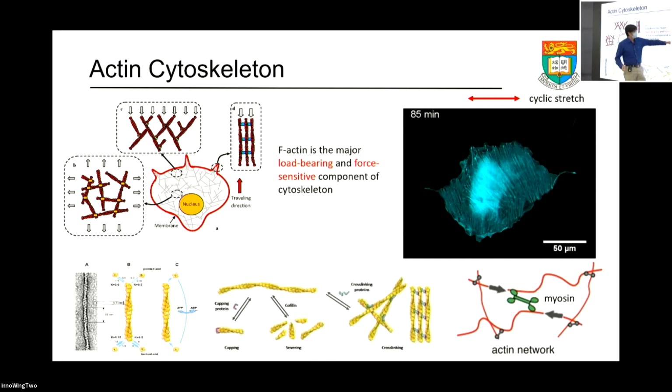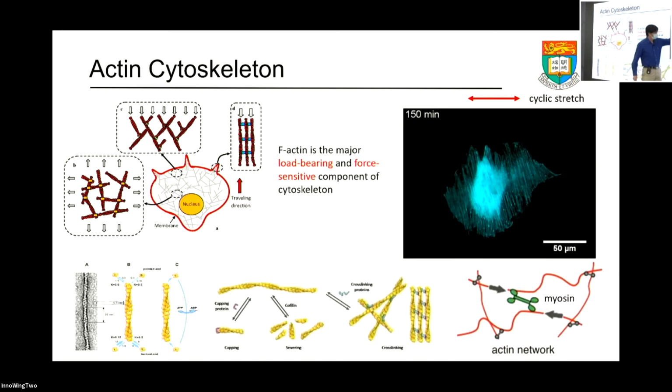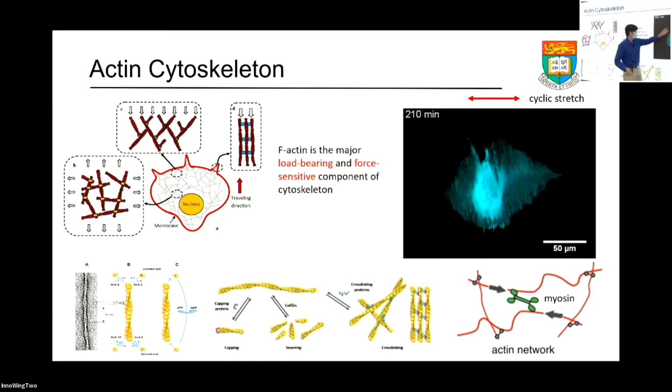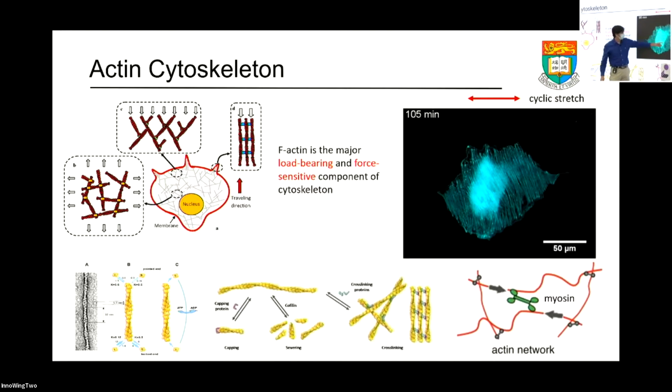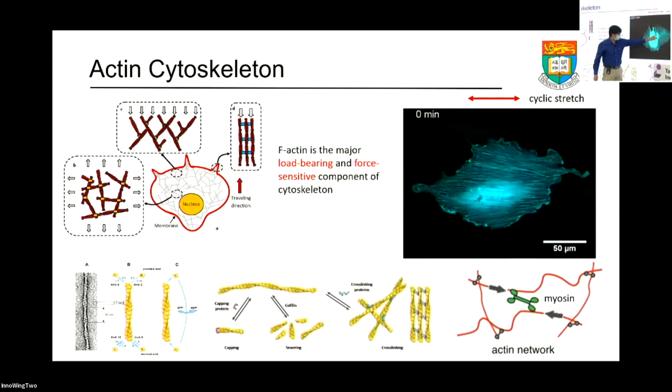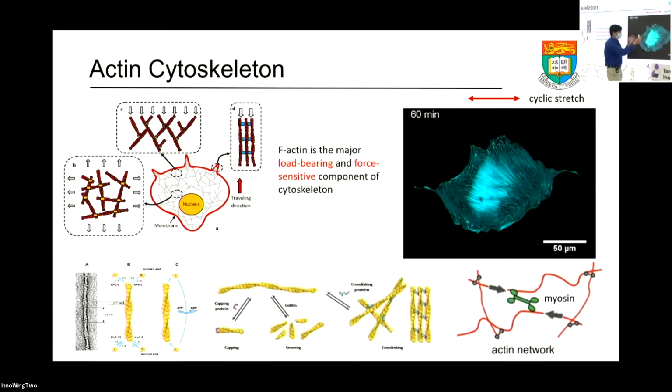What does that mean? For example, here you can see a cell cultured on a substrate. When we apply a cyclic stretch in the horizontal direction, the actin filaments, these small blue lines, are originally random. After a certain amount of stretch, they all become perpendicular to the stretching direction. So this is the origin of the so-called force sensitivity, or mechanotransduction, of cells.